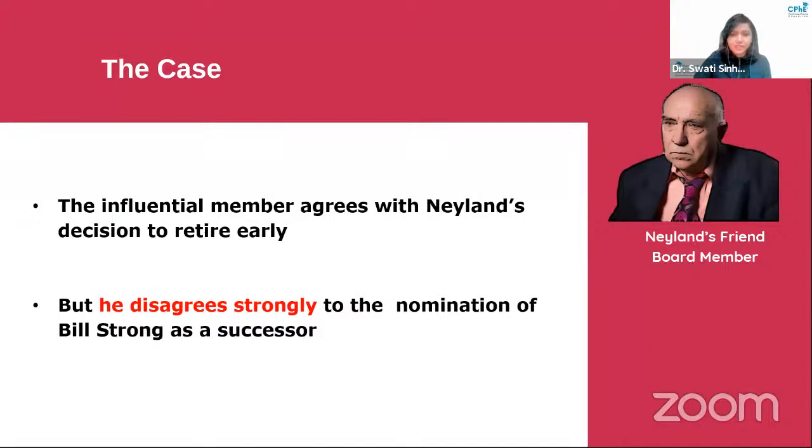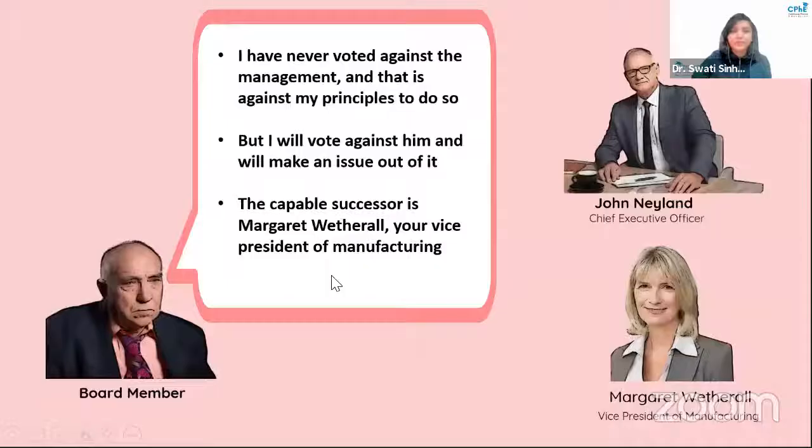So here comes the dilemma. John thinks Bill should be the CEO and the board member thinks he should not be. The board member says that he has never voted against the management and it is against his principles also, but with such strong conviction, he says that I will vote against Bill and will make an issue out of it. He thinks that Margaret, the VP of manufacturing, is the capable successor.